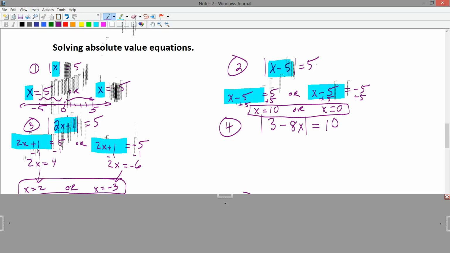All right, let's go to number 4. We're going to do the same process, guys. We're going to take that stuff on the inside, whatever that stuff happens to be, and we're going to say that it's equal to positive 10, which is on the right. Then we're going to turn around and take that stuff on the inside, and we're going to say that it's equal to a negative 10. And I want you to go ahead and finish those two equations on your own. Okay? So right now on your end, go ahead and figure those two out. And then we'll talk about it once we are done.